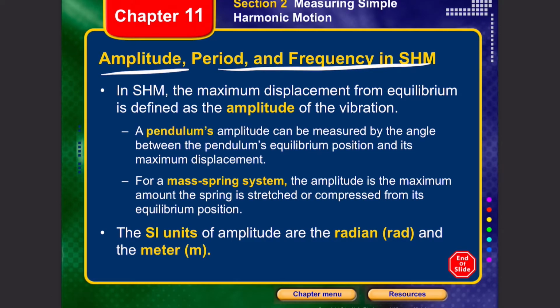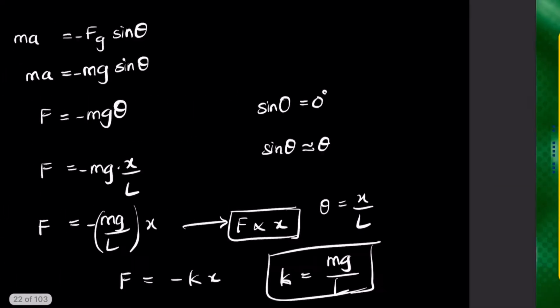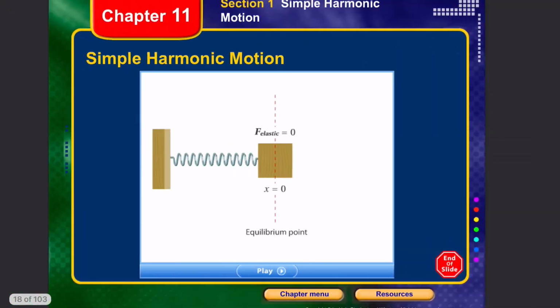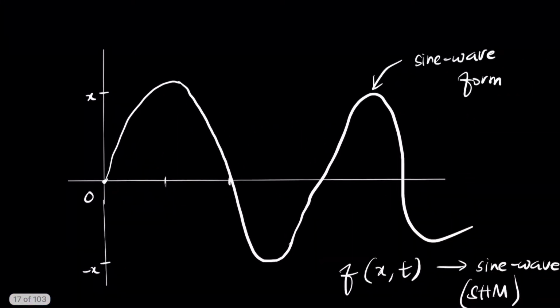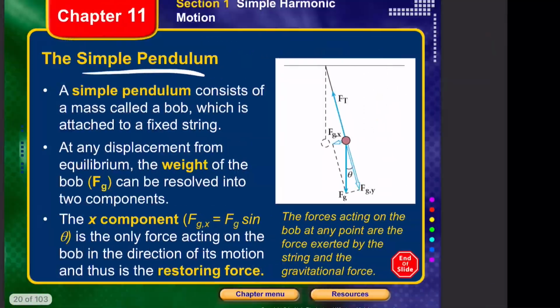So in simple harmonic motion, the maximum displacement from the equilibrium is defined as the magnitude of the amplitude of vibration. So when you consider the diagram where we talked about the sine wave, the maximum displacement here, A, is called the amplitude A. So this is the maximum displacement right here.